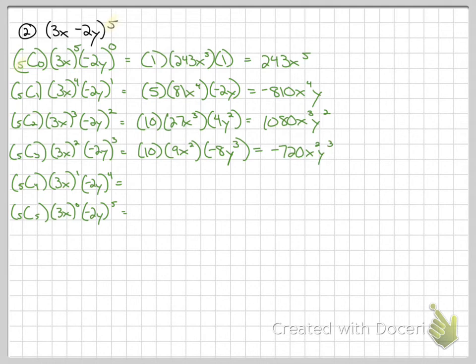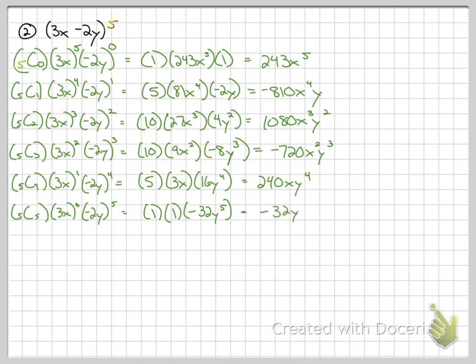Again, they repeat, so now I'm back at the 5. That's just 3x. Negative 2 to the 4th power, even powers come out positive, 16y to the 4th. 5 times 3 times 16 is 240 xy to the 4th. Notice your x's are counting down, your y's are counting up. And then anything choose itself is 1. Anything to the 0 is 1. Negative 2 to the 5th is going to be negative 32y to the 5th. Multiplied together, if necessary, negative 32y to the 5th.